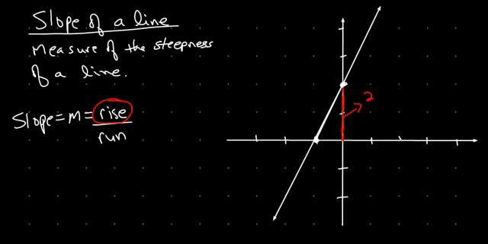Okay? We'll look at the run here in green. Over 1. So to get from this point to this point, we rise 2 and run 1. Okay? So we get that our slope is rise over run, which equals 2 over 1, which equals 2. Cool? So let's look at another one.